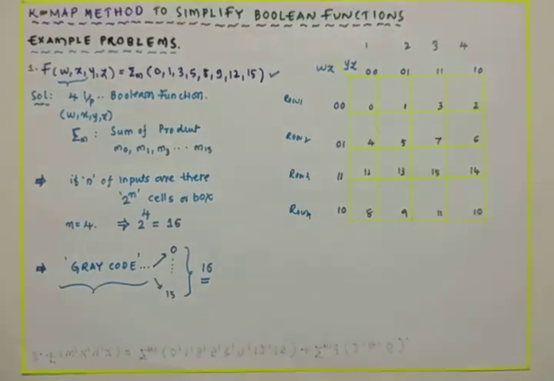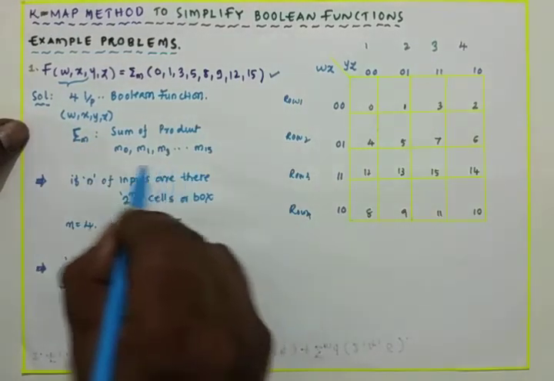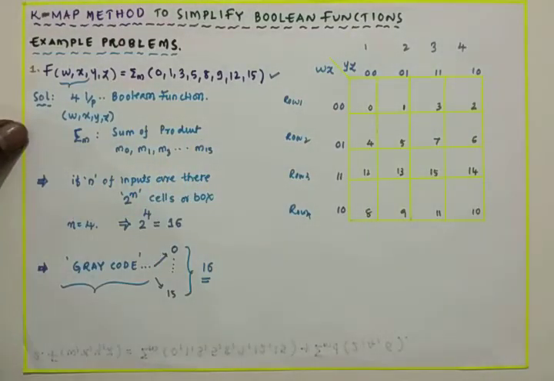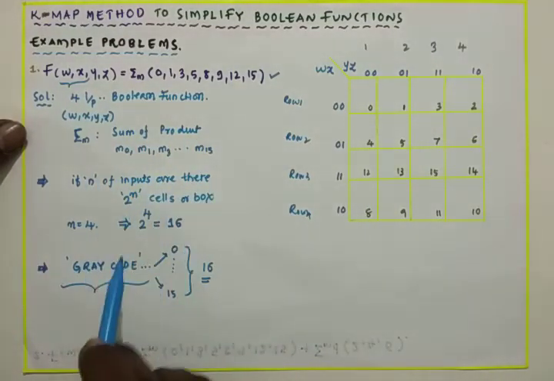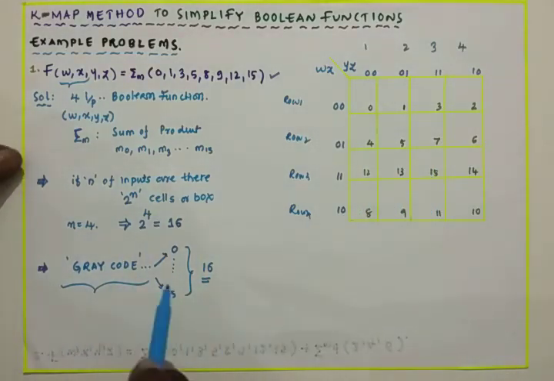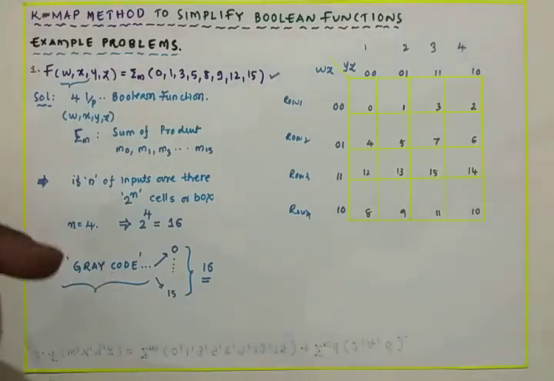This is another step. First, we have to identify the number of inputs, and whether it is sum of products or product of sums. Based on the number of inputs, we have to draw 2 to the power n cells. Now, by making use of the Gray code, we have to assign the numbering for each and every cell, row wise as well as column wise. Now we have to put the given question into the cells.